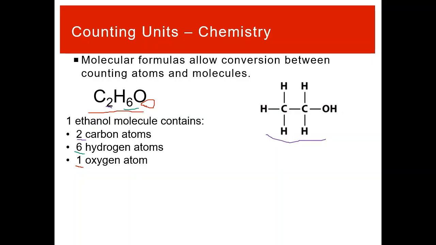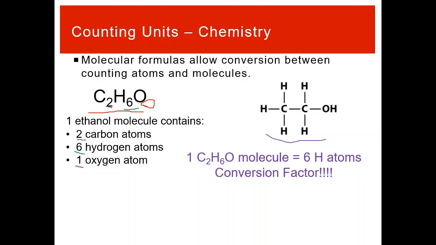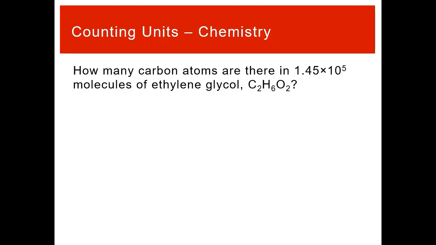A molecule is a group of atoms, right? You're grouping all these atoms together and defining a new object to count that we call molecules. And so we can use this as a conversion factor to change what we're counting. One C2H6O molecule is the same thing as having 6 hydrogen atoms. That relationship could be true for any sort of atoms inside a molecule. That molecule is a package that holds some number of atoms together. So let's see how we can use this. How many carbon atoms are there in 1.45 times 10 to the 5th molecules of ethylene glycol, which is C2H6O2?